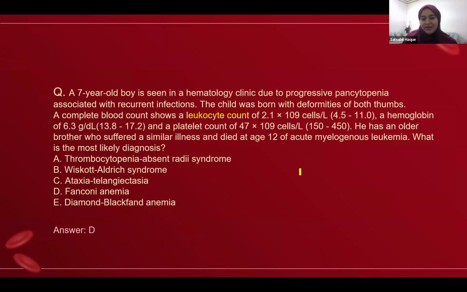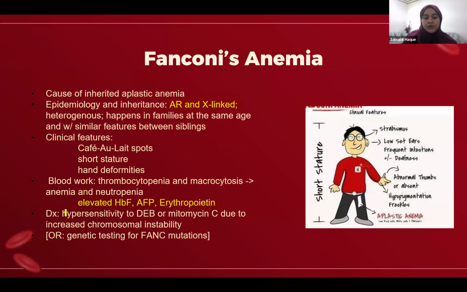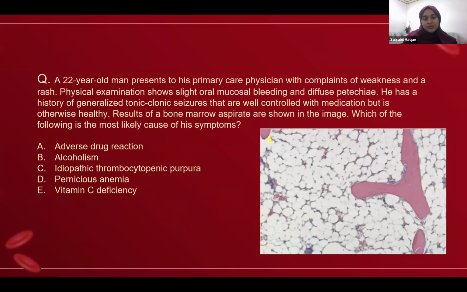Okay, so I'll tell you. Fanconi's anemia is diagnosed by hypersensitivity to DEB, or mitomycin C. This happens because there is chromosomal instability in Fanconi anemia, and this causes hypersensitivity to DEB. Or you can do genetic testing for FANC mutations, but the other test is done more commonly. Okay, next question.